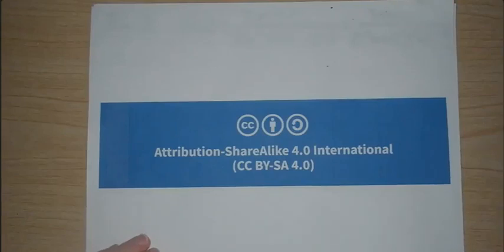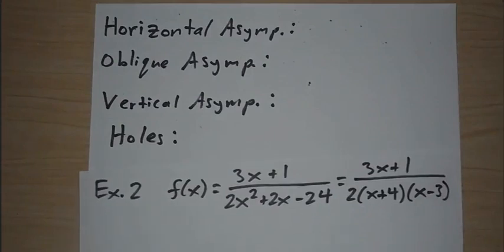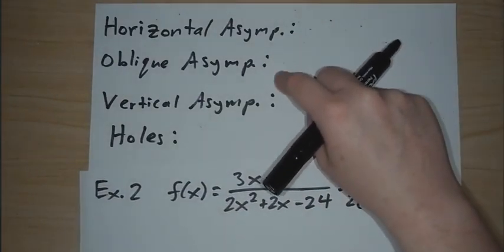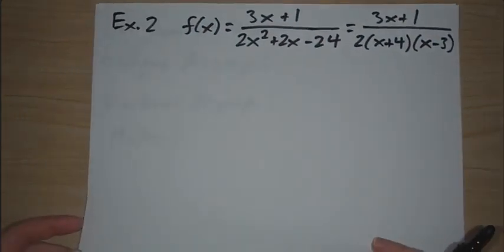Example 2 from the Rational Functions Part 2 lab. We have the following function. We want to find out some attributes of this function, such as if it has a horizontal asymptote, if it has an oblique asymptote, vertical asymptotes, any holes.